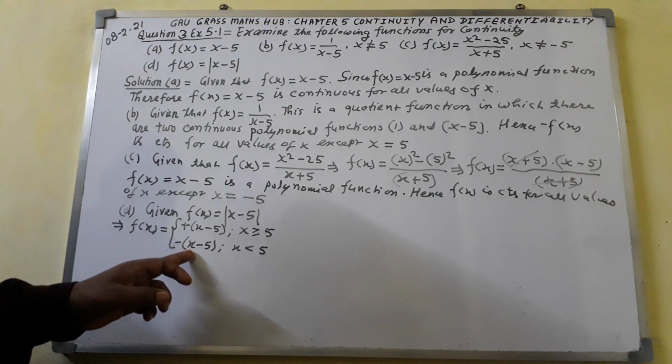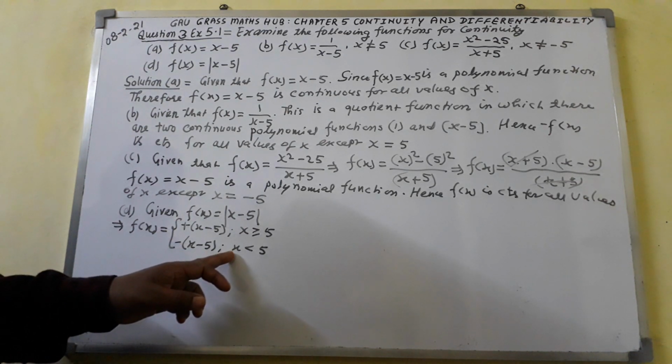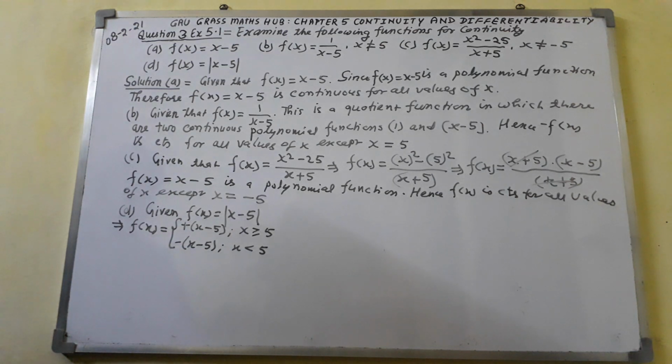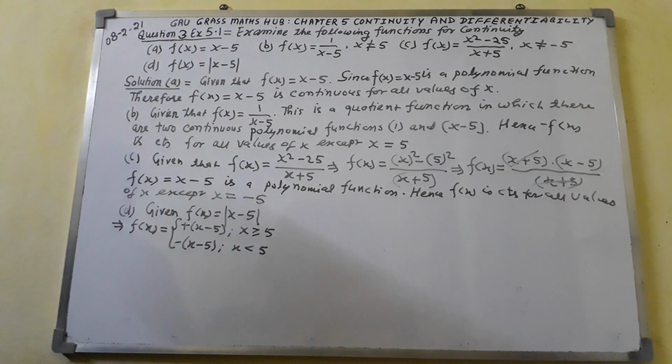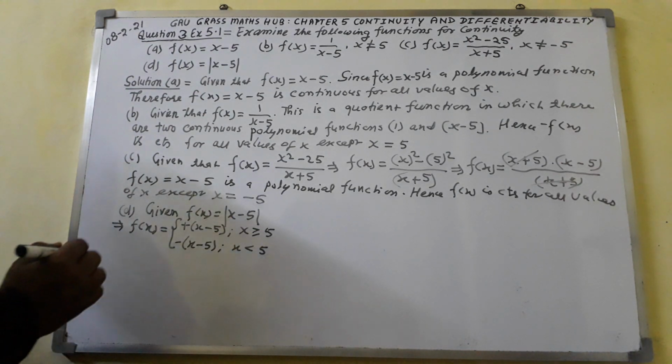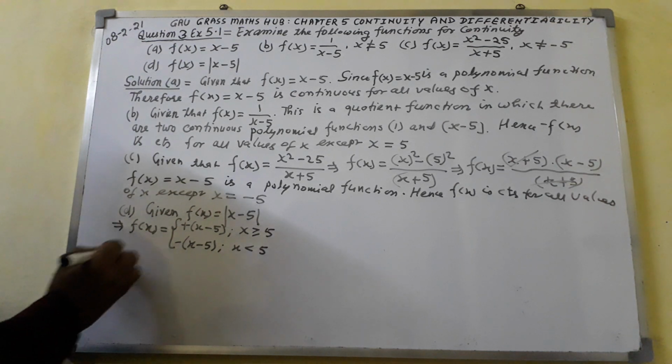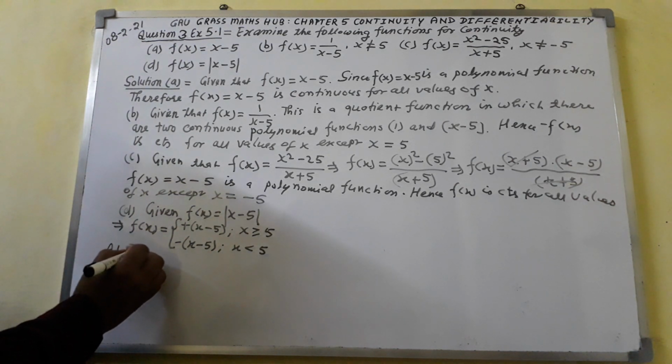But here in this case, the minus sign is there, and x is less than 5 comes out to be. So you have got two things here. Now you have to determine whether f of x is continuous or not. So here you can see x equal to 5. Here I shall write at x equal to 5.